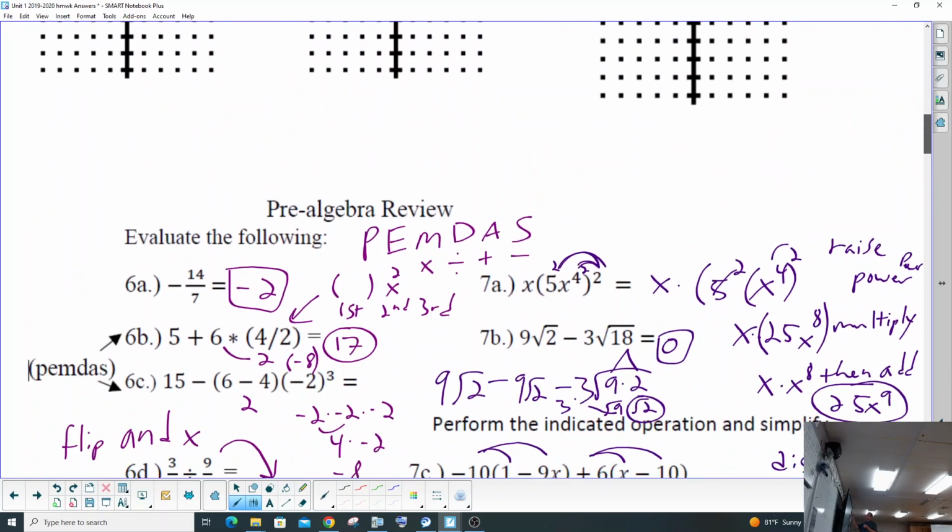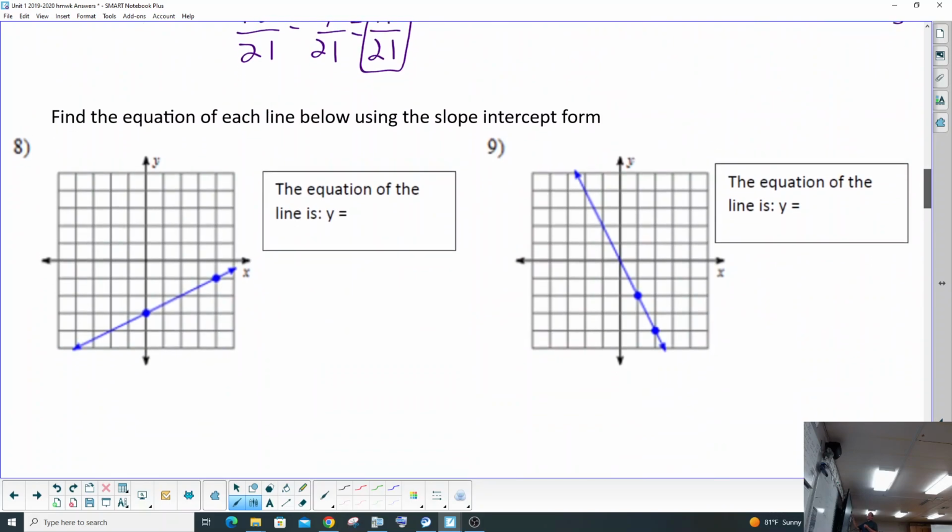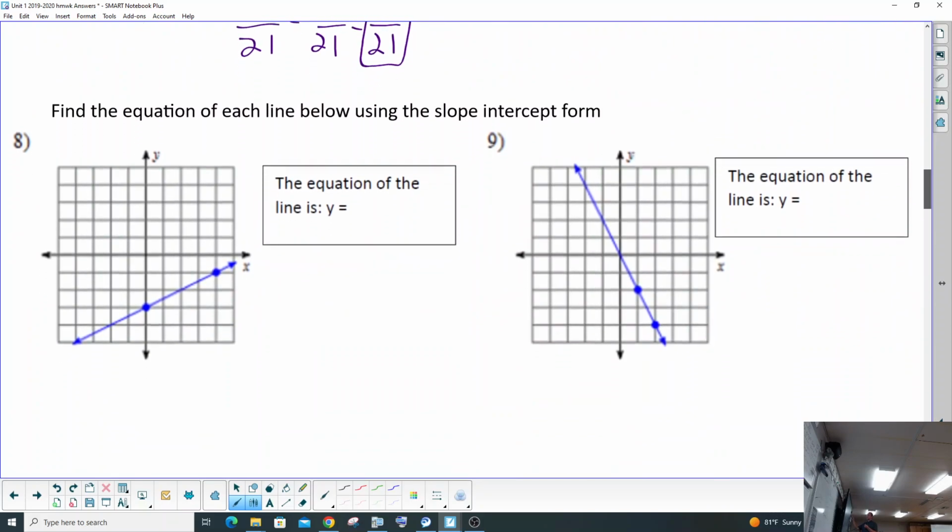So we're going to jump down to talking about finding the equation of the line using the slope-intercept form for number 8 and number 9. So given a graph, come up with the equation. Great.